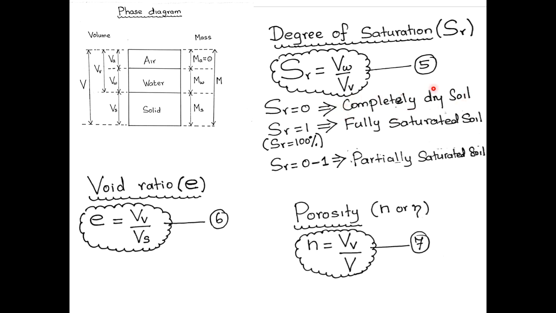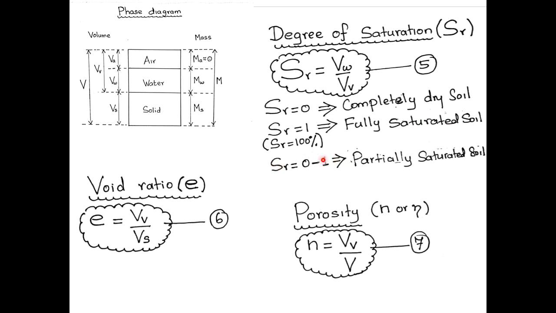Then, SR is equal to 1 or 100%. That means VW is equal to VV. All voids are filled by water. No air. SR is equal to 1. Fully saturated soil.